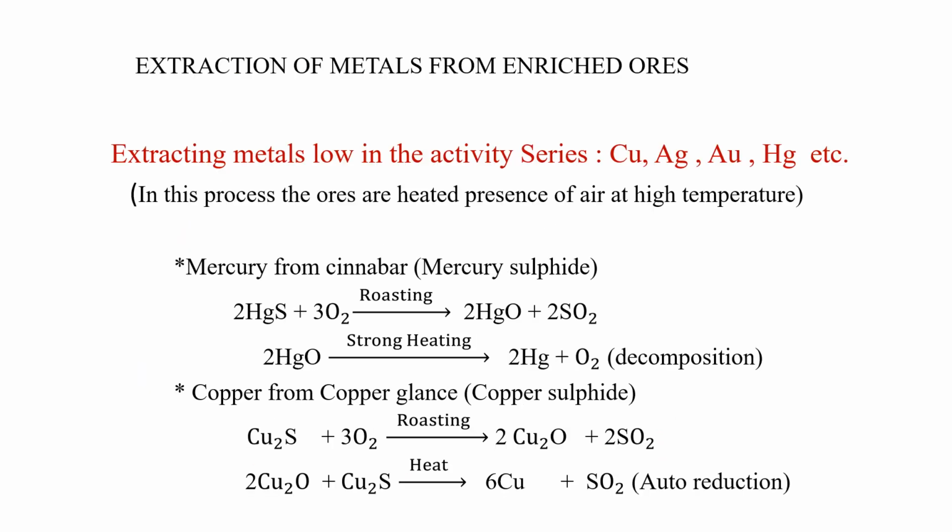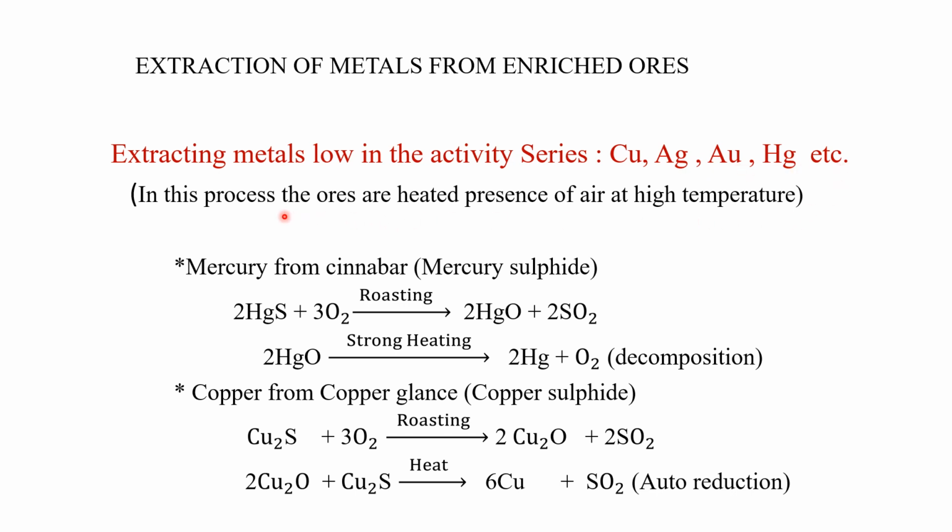Okay, so now let us move on to the next step, that is extraction of metal from the enriched ore. Based on that, there are three methods of extraction of metals. The first is extracting metals low in the activity series. Examples: copper, silver, gold, mercury. Okay, these are very low reactive metals.